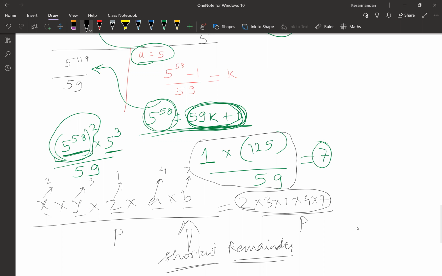Is this part clear with everyone? Anybody, any doubt? Guys, please type in the chat box if you have any doubt. If you don't have any doubt, please type in the chat box as well, if it is clear or not.